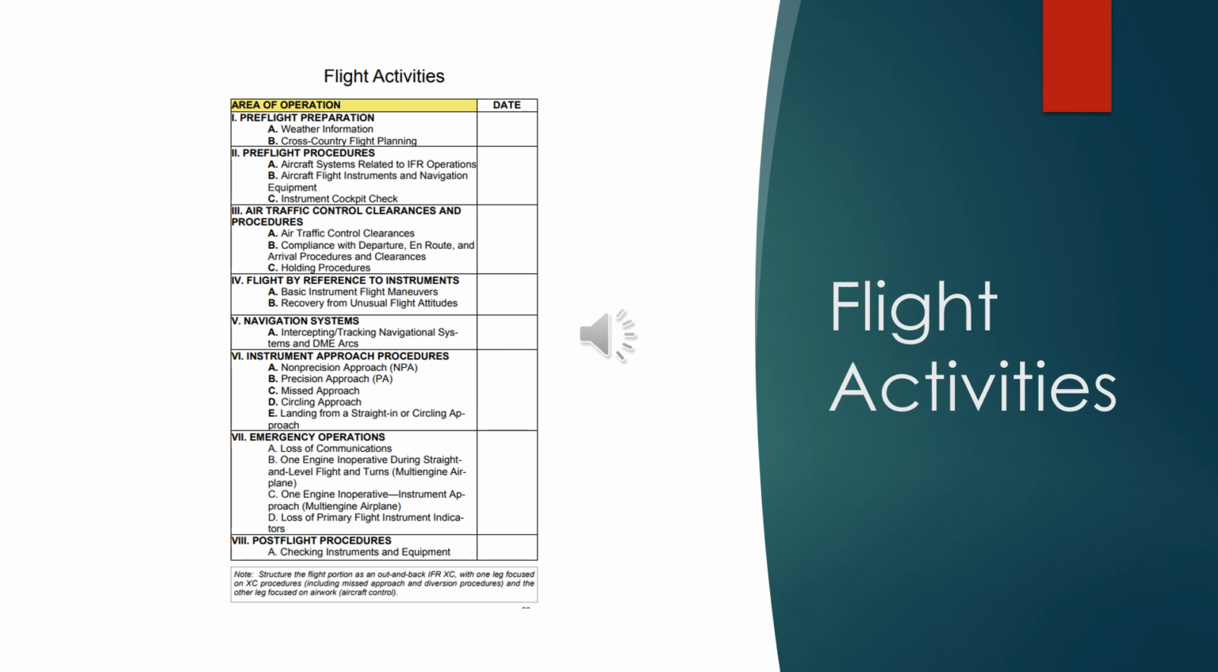Okay. You're going to have to do instrument approach procedures, so a non-precision approach, a precision approach, a missed approach, a circling approach, as well as a landing from a straight-in or circling approach. You're going to do emergency operations, loss of communications, one engine inoperative, and this is only for multi-engine airplanes, obviously.